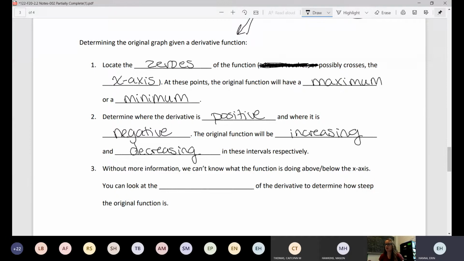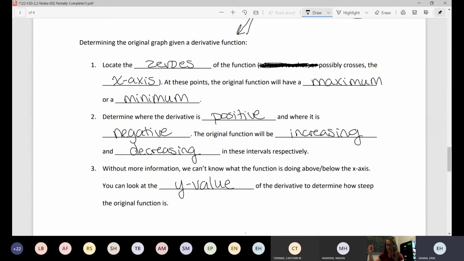But without more information, we couldn't really know what the function is doing above or below the x-axis, just like last time. But we can look at the y value of the derivative graph, the one we're given, to figure out how steep the original function should be. Should it be increasing very quickly? Should it be decreasing very quickly? Or doing it in a very slow manner? So we could use that extra information of the y value, but we usually don't need it. And by usually, I mean like never for this class.